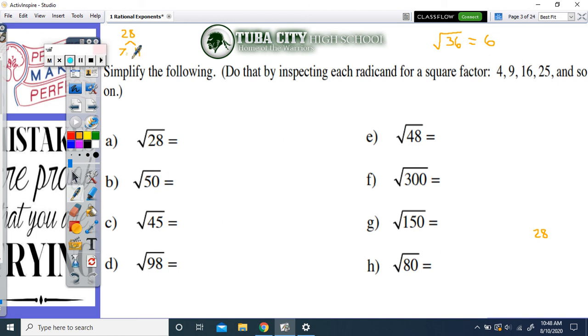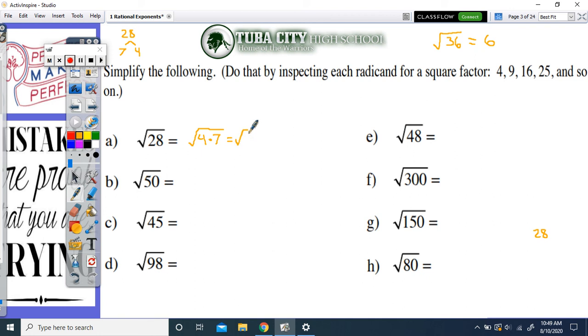Now in this case here, we do have a square factor, because both of these numbers multiply. 7 times 4 equals 28. And a factor is a number that you use to multiply to get another number. So 7 and 4 are both factors because you use them to multiply to get 28. Now to write it out the long way, you would do something like this. 4 times 7. And these two numbers are both under the radical.